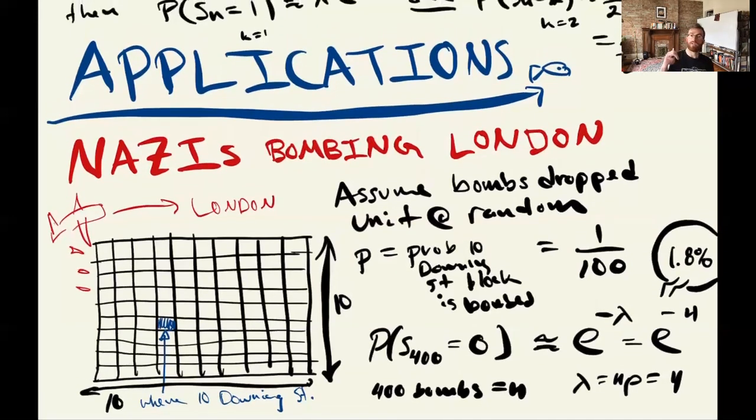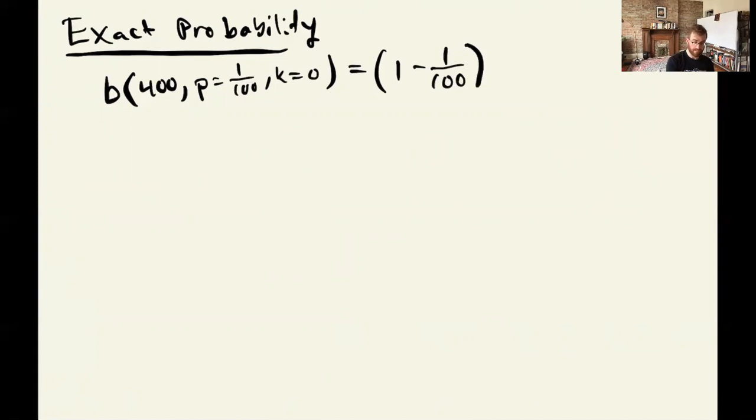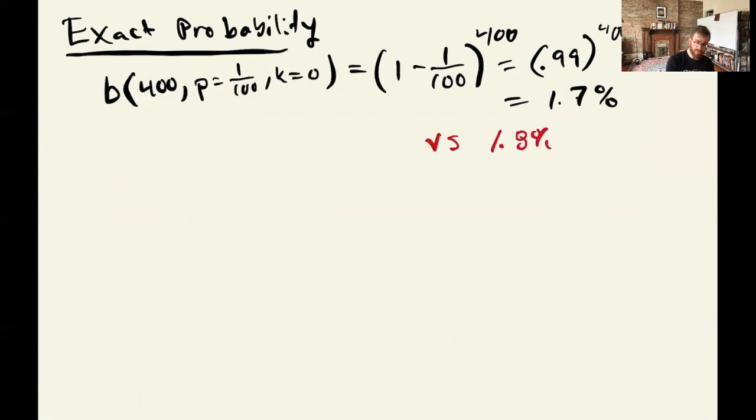Now let's go ahead and compare that with what the true probability should be if I were just using the exact formula. So the exact probability would be the same thing as looking at the binomial with n = 400, p equals 1 out of 100, and I'm looking at k equals zero. Well, it's the same thing as 1 minus 1 over 100. So this means you have to not hit 400 times, which is the same thing as 0.99 raised to the 400, which ends up equaling 1.7%, which if you compare to the answer we just got with e to the minus four, that's pretty dang close.